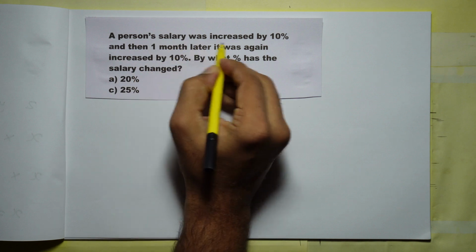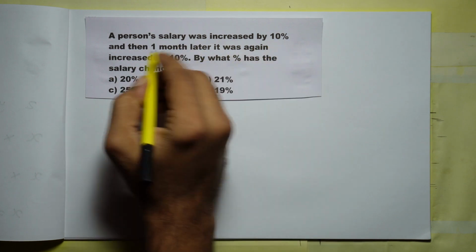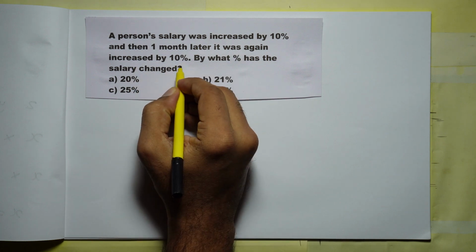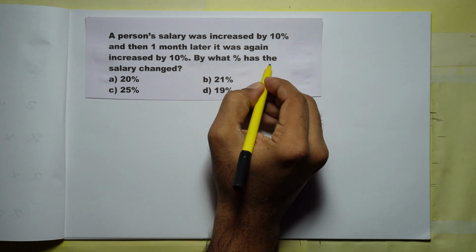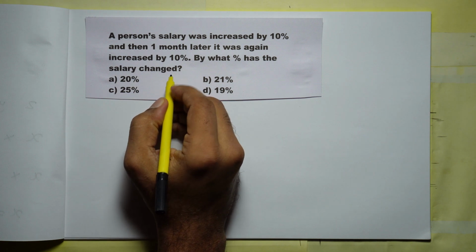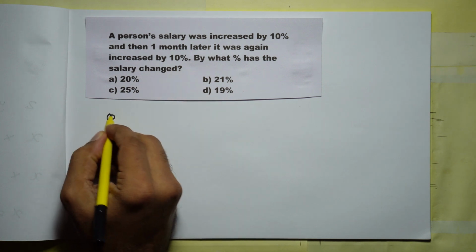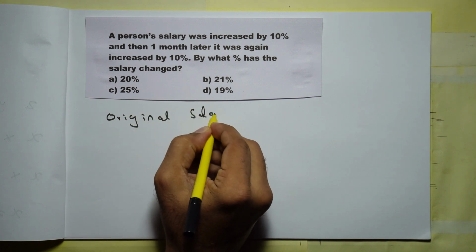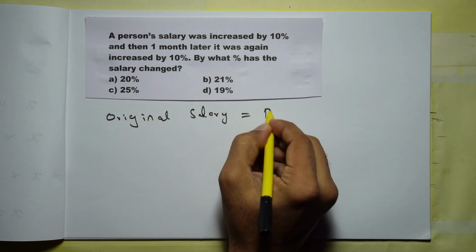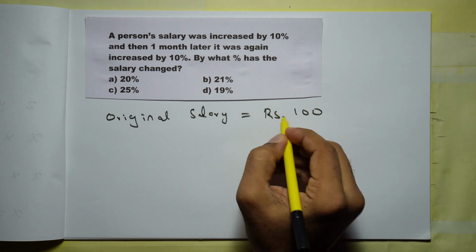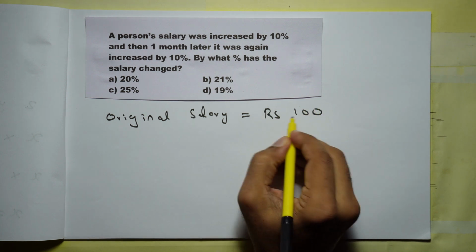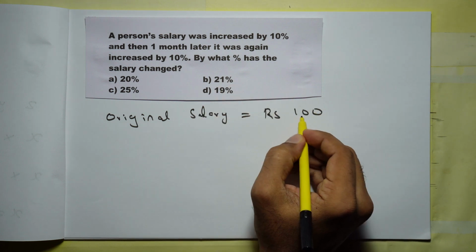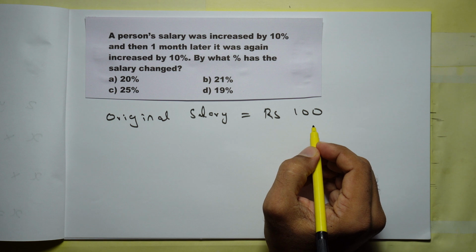A person's salary was increased by 10%, and then 1 month later again it was increased by 10%. By what percentage has the salary changed? So we will assume that the original salary was rupees 100. If you assume that it is 100, then we can easily find the percentage changes. That is why we are assuming it to be 100. 100 is the most convenient value.